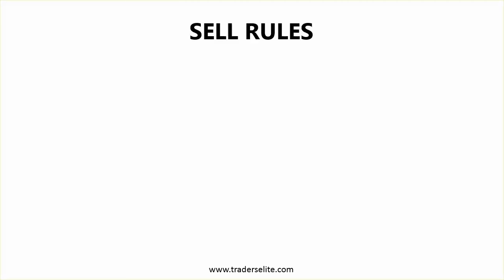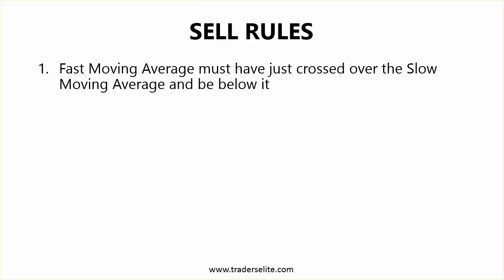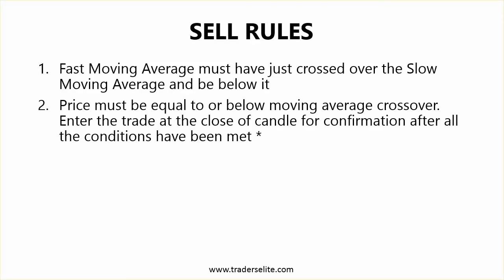Okay, so let's cover the sell rules. In this case, the fast moving average must have just crossed over the slow moving average and be below it. Okay, so crossover is a crossover, but in a sell, the fast moving average must be below the slow moving average. Price must be equal to or below the moving average crossover. And again, enter the trade at the close of the candle for confirmation after all conditions have been met.